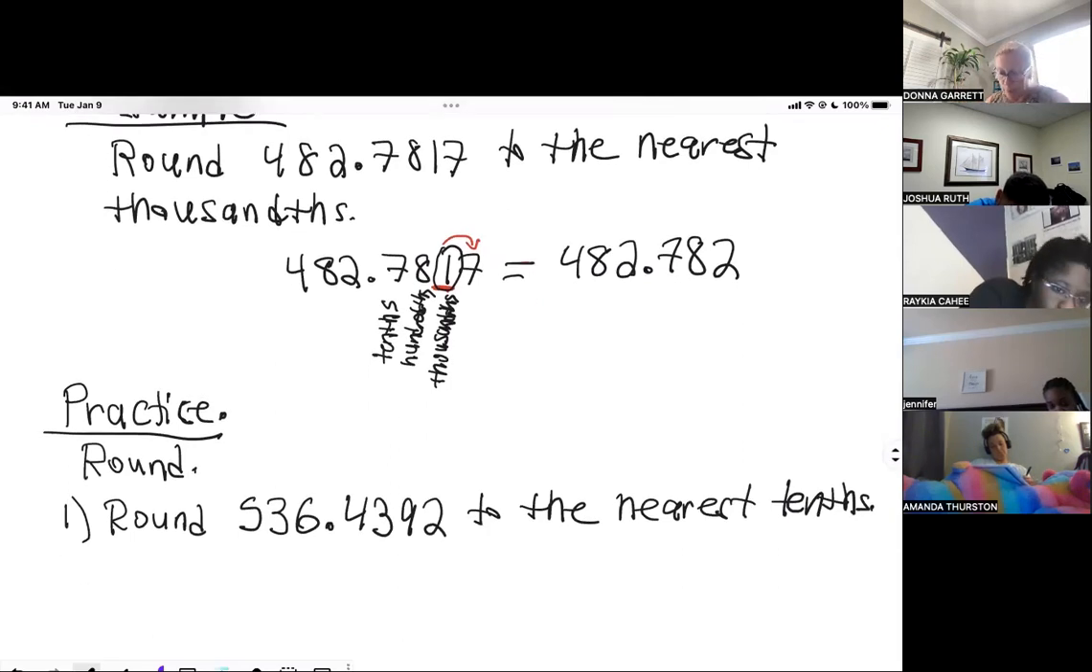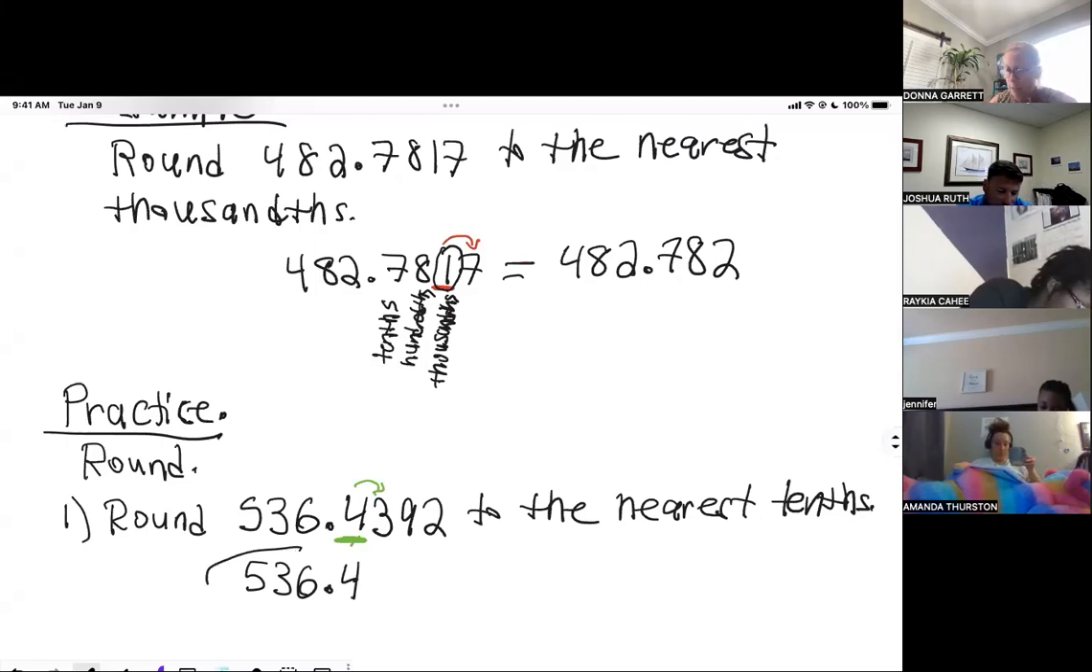Okay, so I go to my number. I look at my tenths. I like to underline it just so it stands out. This is my tenths. I look behind it. That 3 is not bigger than 5. It is less than 5, which means when I round now, it stays the same, except I drop everything after my 4. And this would be my rounded number, rounded to the nearest tenths.